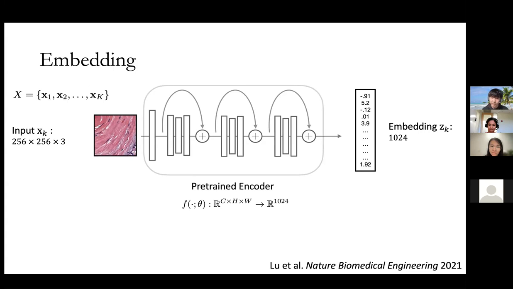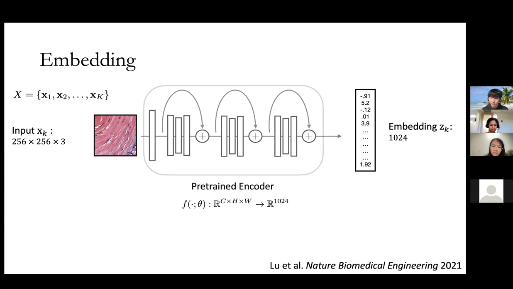In particular, at the time, we used a slightly modified version of the ResNet 50. So it's basically a ResNet 50, but truncated after the third residual block, such that you will get a 1024 dimensional feature vector, which we used to embed each 256 by 256 patch.